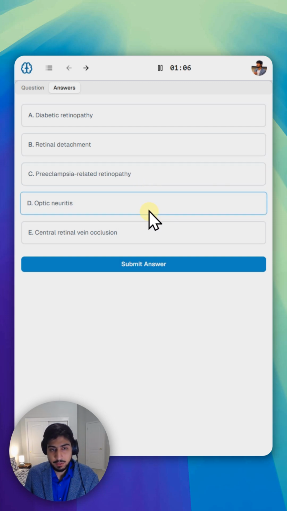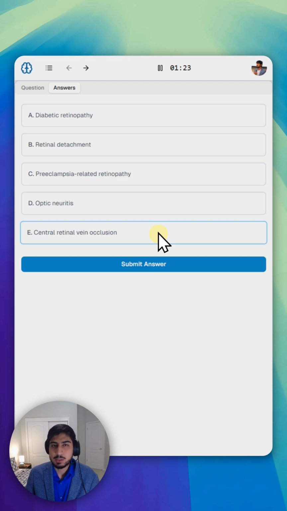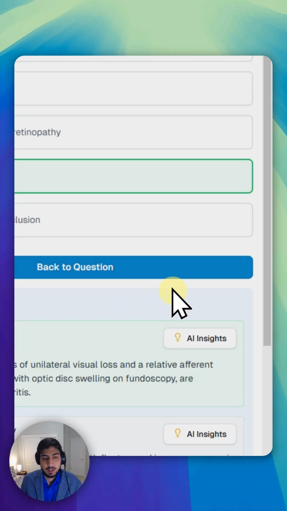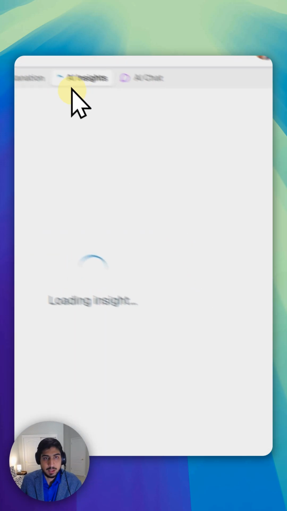The only thing that doesn't fit this is that typically patients will report pain on eye movements, so not exactly seeing that. But so far, that sounds like it. Central retinal vein occlusion. Important, however, you might see some kind of hemorrhages, these blots on the retina. So I don't know if this is CRVO, but let's try optic neuritis. All right, so let's share some AI insights.